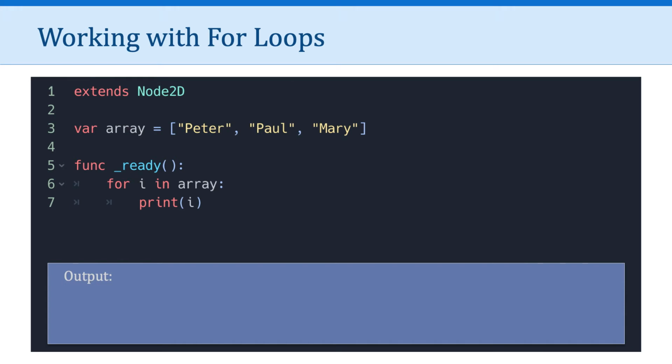Another common usage of for loops is to use them with arrays. Now, take a look at line 3. I have an array named array, and it has 3 string values, Peter, Paul, and Mary. And what I can do is iterate or loop through all of the values of the array. And so in line 6, I'm saying for i in array, print i. And in this case, it would print out each of the elements in that array. In other words, Peter, Paul, and Mary. 1, 2, 3. If I added a 4th name, it would print out the 4th name. The for loop would adjust to the length of the array.